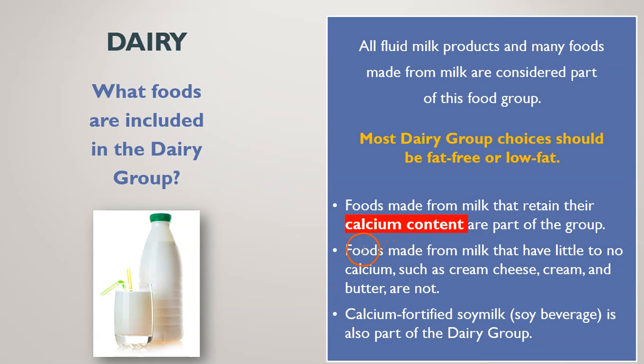So, and I think this is an important point. Foods made from milk that have little to no calcium, like cream cheese, cream, butter, are not considered a part of this group. Technically, yeah, they're a dairy product, but they don't make the cut here because we're really looking for good calcium sources. If you happen to be vegan and you do not do any dairy, there are so many foods now that are calcium fortified. Soy milks, almond milks, orange juice. So these also, you could think of them as being in this dairy category.